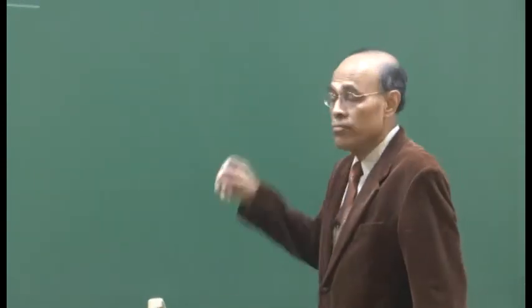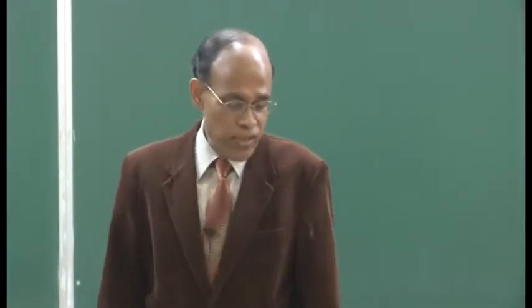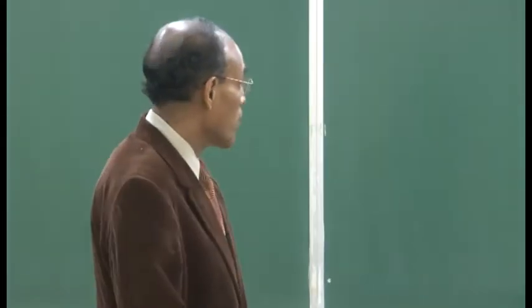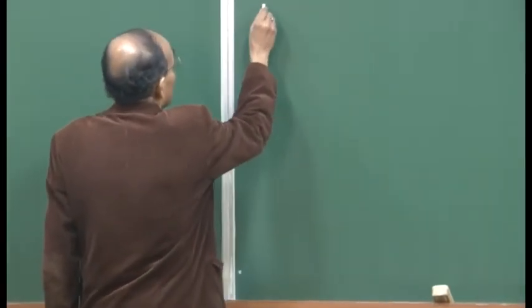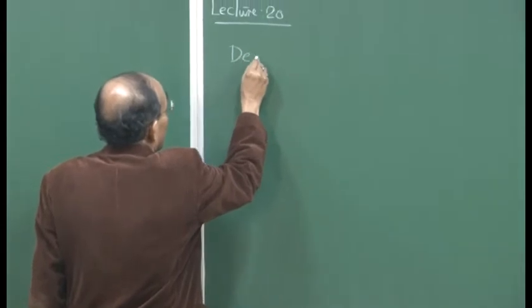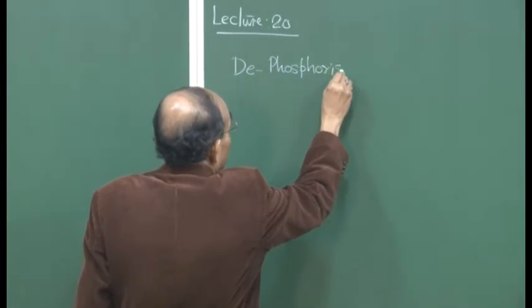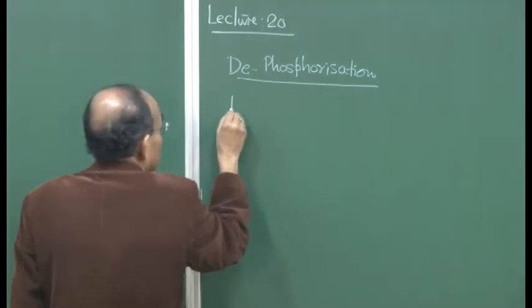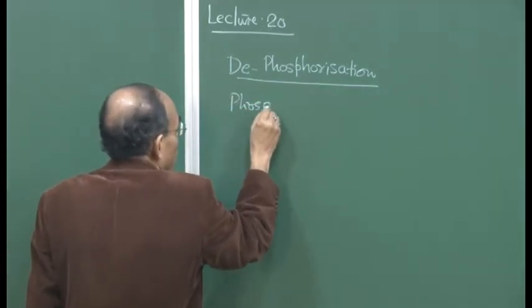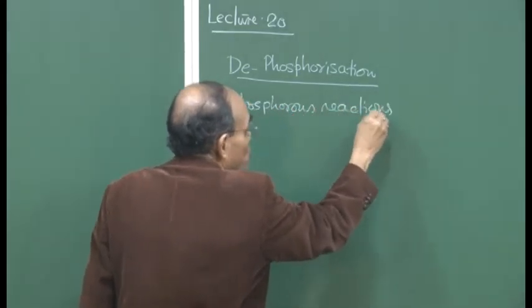So, we are on to lecture 20, and we are discussing steel making reactions. And the last reaction, and perhaps one of the most significant reactions in steel making that we want to discuss, is the phosphorus reaction, which we also call dephosphorization. The statement is contextual: dephosphorization or phosphorus reaction. So, these terminologies are used with reference to steel making.